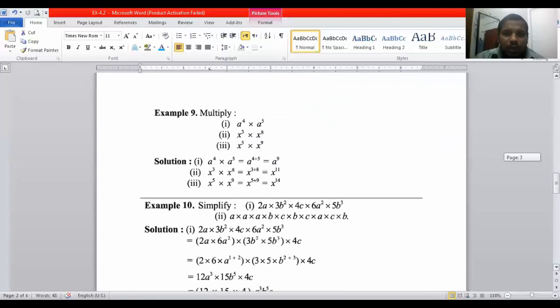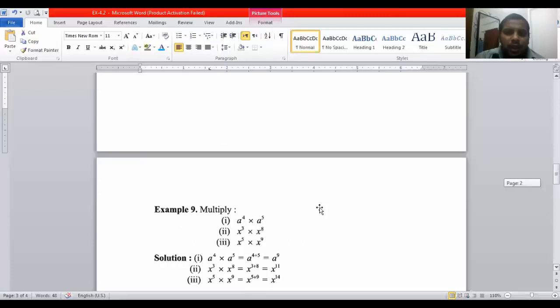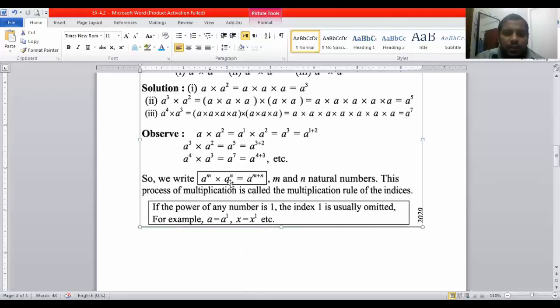Now next it is multiply. Multiply a to the power 4 into a to the power 5. We just add the powers. We get the concept from the previous line. We can add the powers if the bases are the same: a to the power m into a to the power n, we can add the powers.